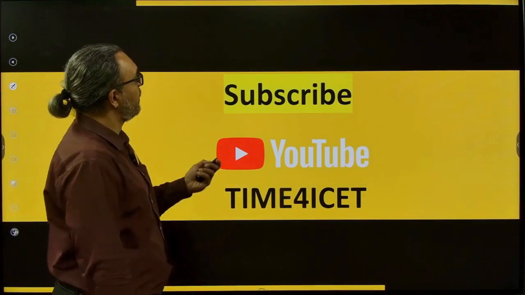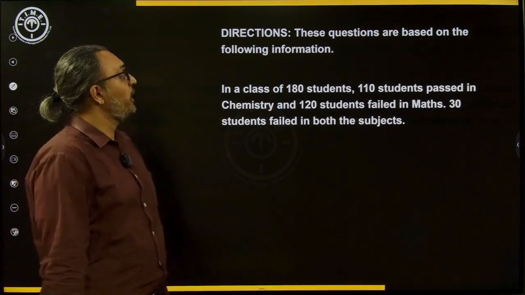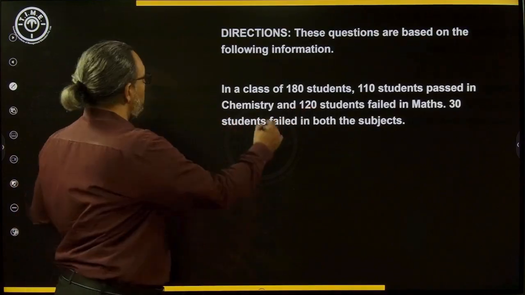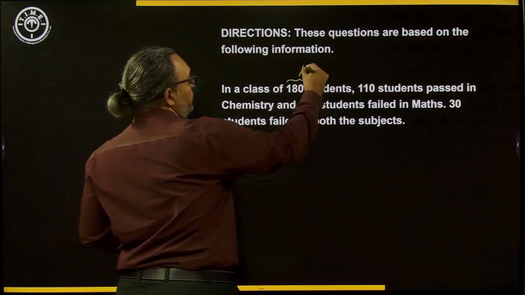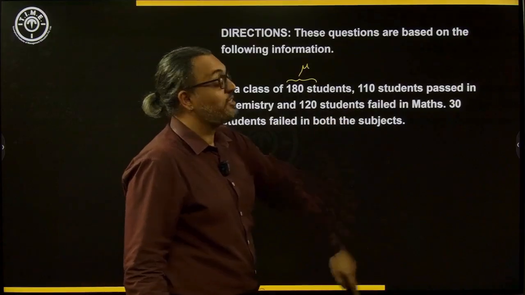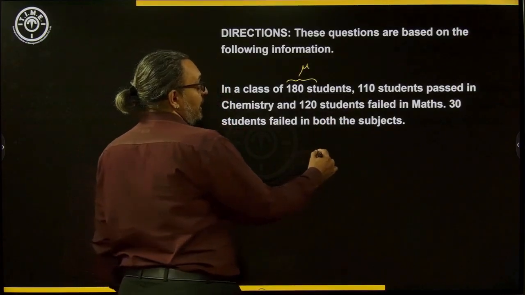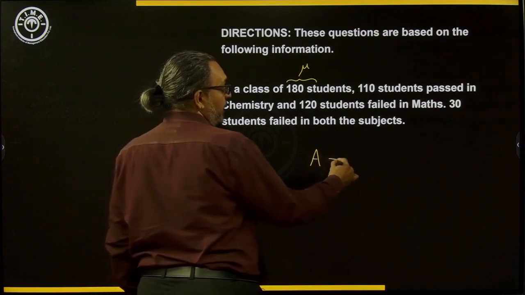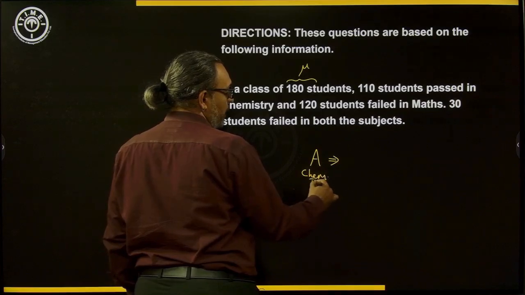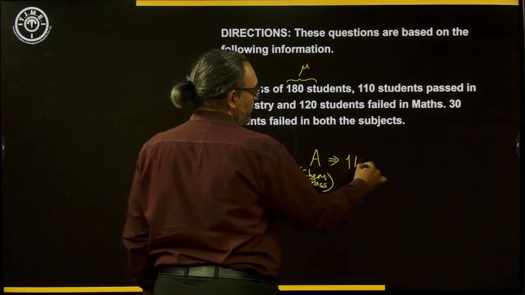So now coming to this. These questions are based on the following information. In a class of 180 students, so we know this is mu, 110 students passed in chemistry and 120 students failed in mathematics. Now see, passing in chemistry, if I take capital A, this is chemistry pass. I'll take it as it is, which is 110.